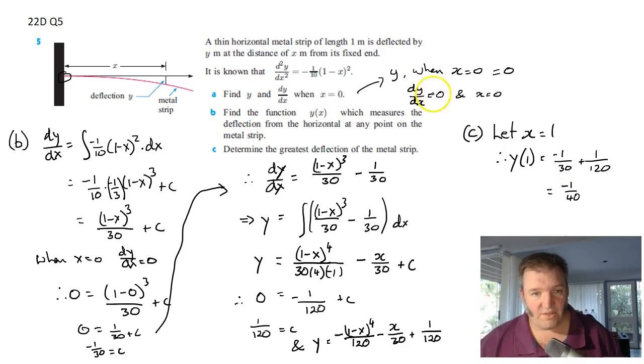We've got some units somewhere. The strip is deflected by y metres. Negative 1 over 40 metres would be the deflection when x is 1 metre. And there we have it. All right, see you in the next one.